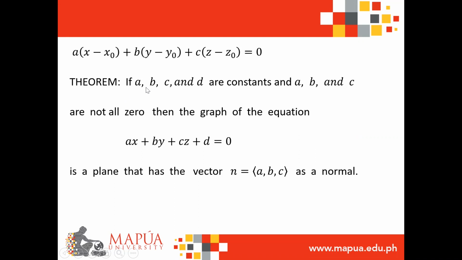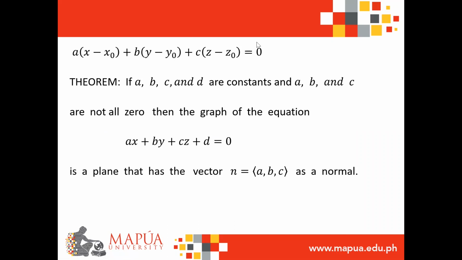It says here, if A, B, C, and D are constants and A, B, and C are not all zero, then the graph of this equation, the point normal form, will be reduced to Ax plus By plus Cz plus D equals 0. So this is a plane, the equation of a plane that has vector n equals <A, B, C> as a normal. So to show you the reduced equation, how do we obtain this reduced equation?